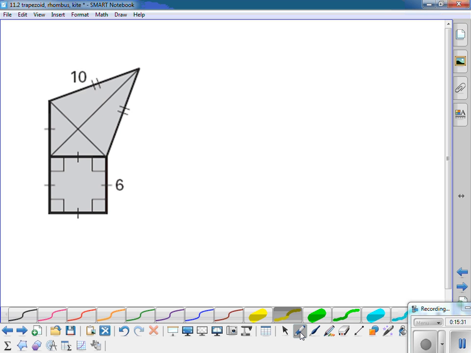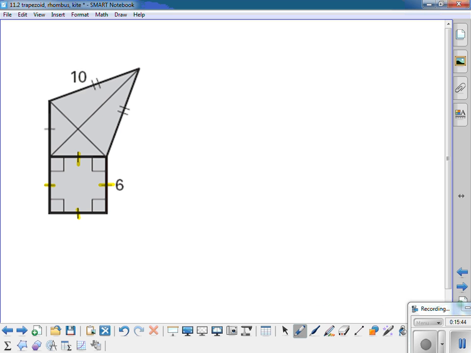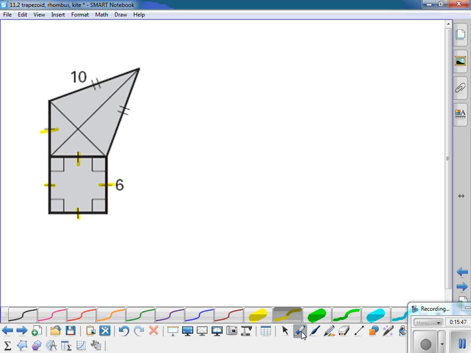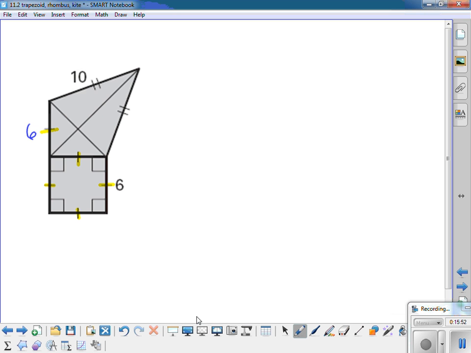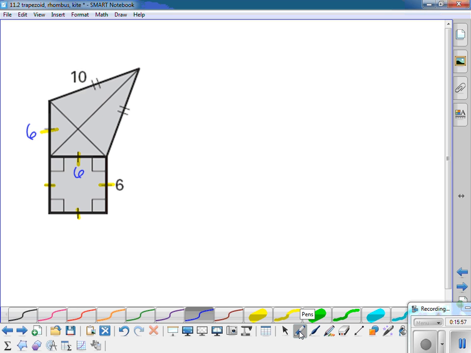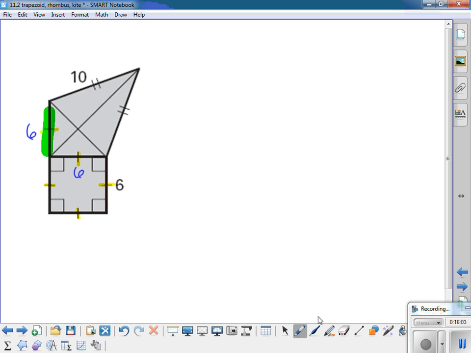All right, so looking first at the top, at the kite on top. They told me that all of these sides are congruent to each other. So that means that if the side of the square is 6, this part of my kite is also 6. And I have essentially here a 45, 45, 90 triangle right here, because my two legs are congruent, so that means it's a 45, 45, 90.